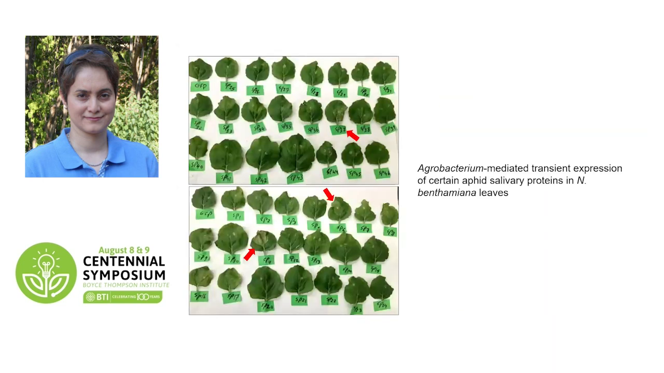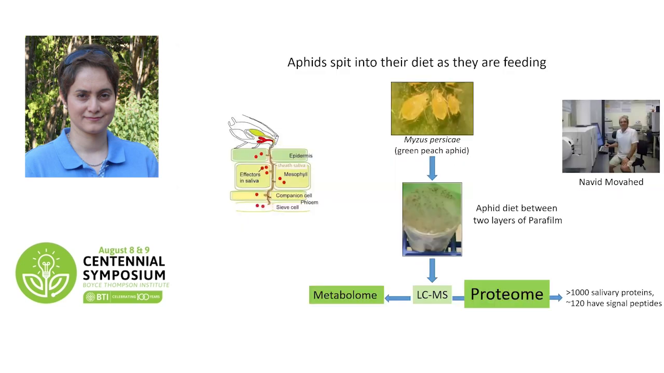I did the metabolome and proteome in collaboration with my husband, Naveed. We found the proteins, and I selected a small subset, like 48 proteins, which had a signal peptide, which is a characteristic of proteins that are secreted out of the cell, and is a characteristic of most of the effector proteins.